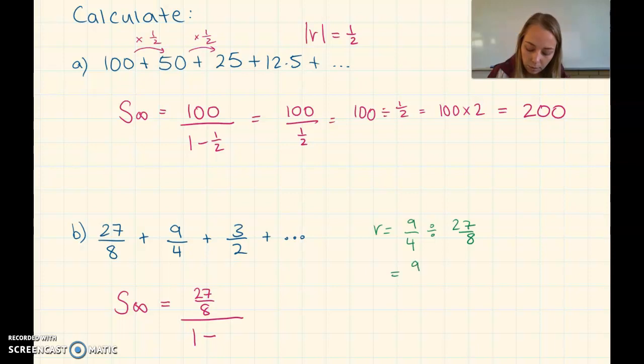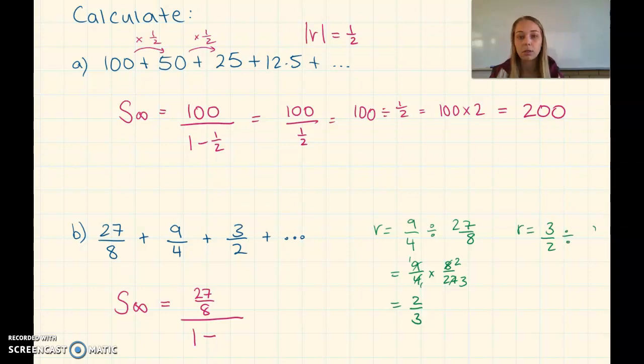So I picked the second term divided by the first term. And remember, we keep the first one, times, and then flip the second one. And we look to cross simplify, so that's 2 and 1 and 1 and 3. So I've got 2/3 there as my common ratio r. If I wanted to just double check, I could now look at the third term, 3 on 2, and divide it by the second term, 9 on 4. And I would be keep, change, flipping again. And I've got 2/3 again. So I'm pretty happy there that my common ratio is 2/3.